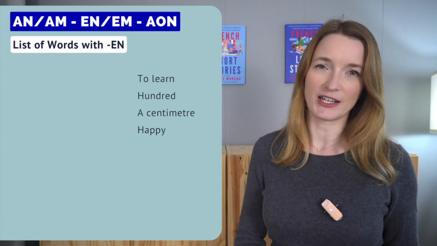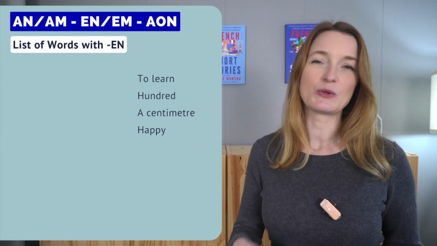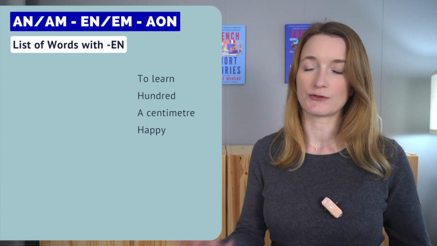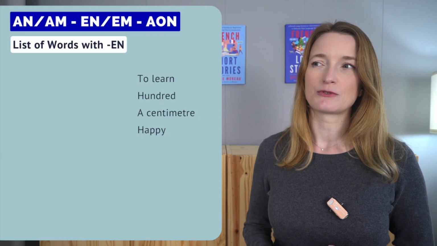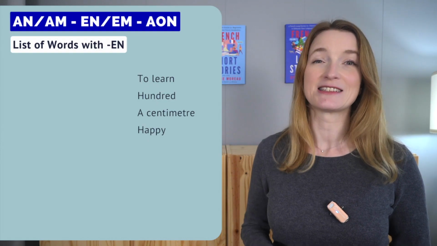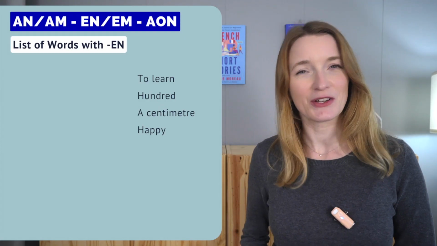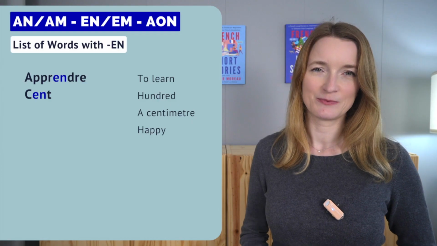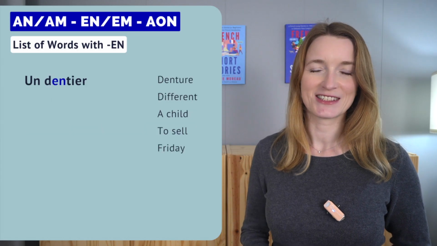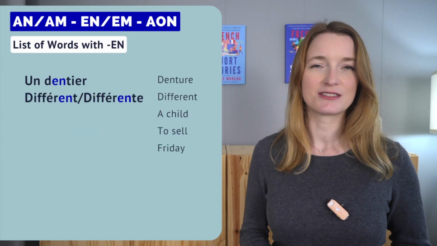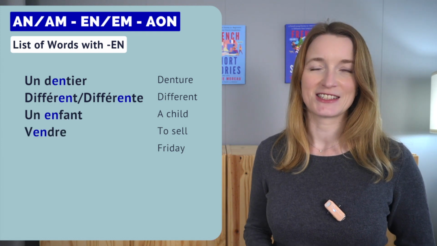Now a list of words with an. So between an and am, you have to know which spelling to use. You just have to remember that by heart. The M or N helps to know which one to use, but the spelling itself, an, that you have to know. So, list of words including an. We have apprendre, 100, un centimètre, content, contente, un dentier, différent, différente, un enfant, this one is both, vendre, and vendredi.